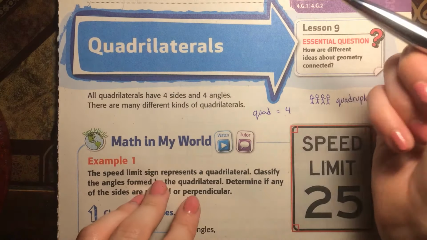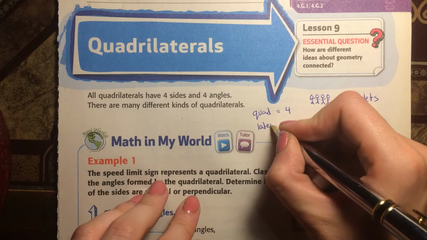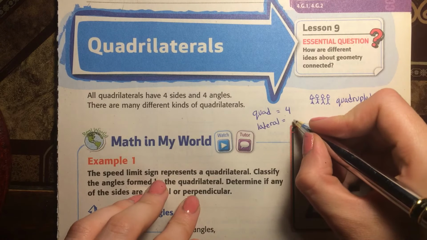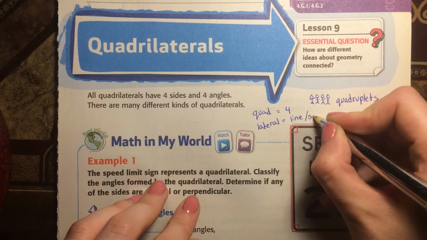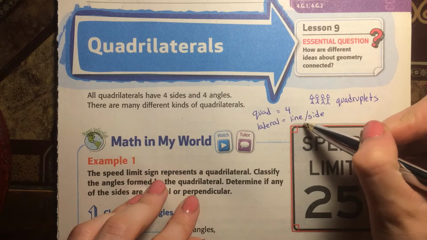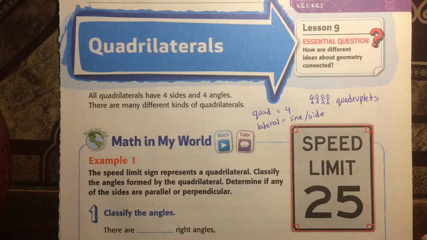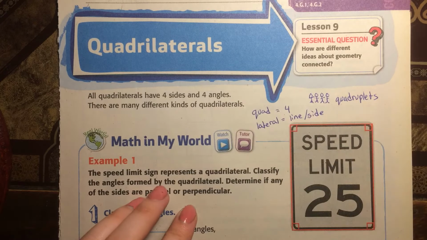So quadrilateral, lateral means side or line or side. So when you put it together, quadrilateral, it means a 4-sided or 4-lined figure. So to be a quadrilateral, all you have to have is 4 lines and 4 angles, be a closed figure.